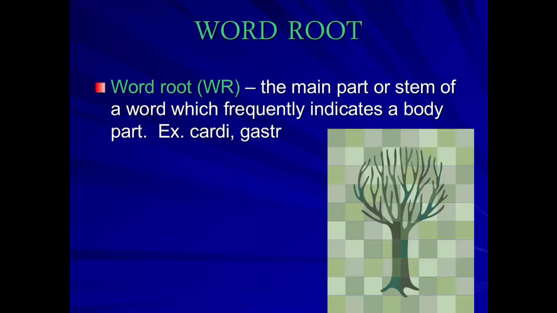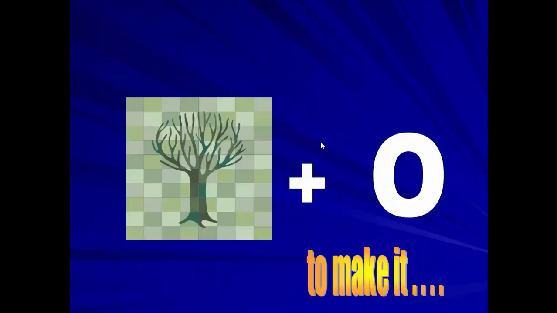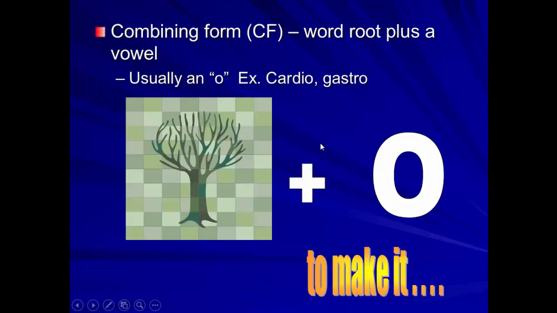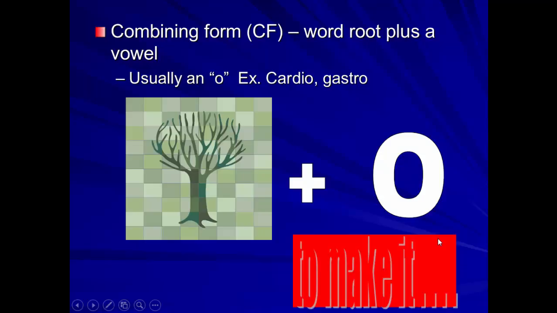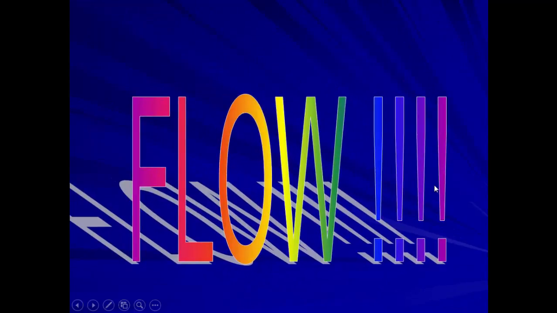is a word root. A word root is the main part or stem of a word, which frequently indicates a body part. In the example, cardi is referring to the heart, and gaster is referring to the stomach. We will learn that as we progress on. The combining form is a word root plus a vowel, which is usually an O. In the examples, cardio and gastro. So we had the word root, which was cardi, plus the O, and that's known to make this term flow, flowing in the ease of the pronunciation.